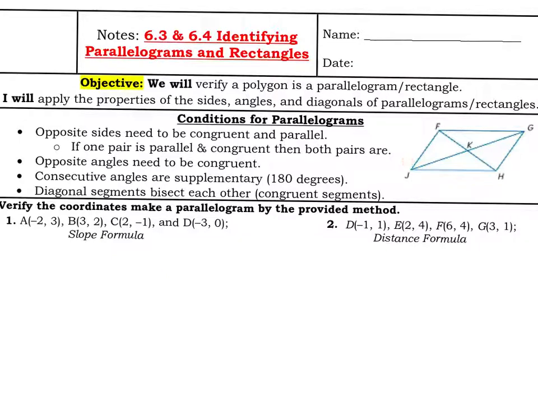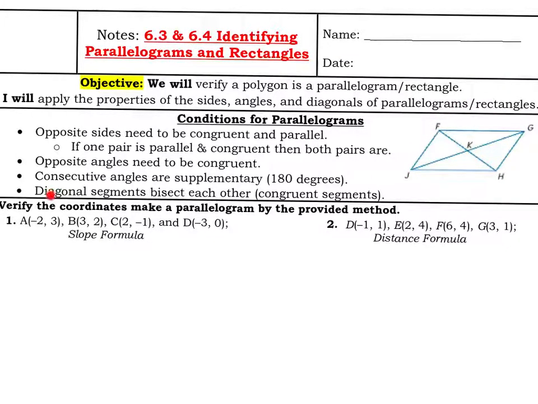So if I say, hey, these two are parallel and congruent, then you can gather that these two are parallel and congruent. What it says next is that opposite angles need to be congruent, so ignore the diagonal lines, like angle J would be congruent to angle G, and angle H would be congruent to angle F. And consecutive angles are supplementary. Consecutive angles would be F or J, like angle F plus angle J would add up to 180, or angle F plus angle G would add up to 180. You can go consecutive side to side or top to bottom.